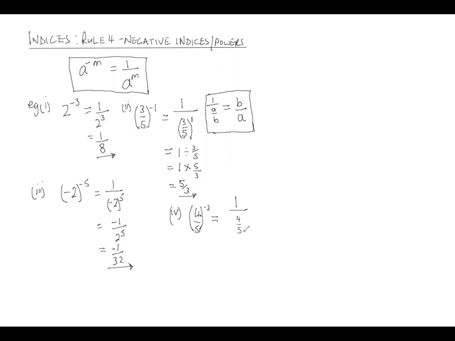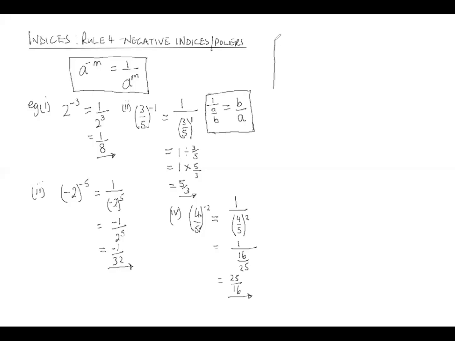Now what happens with the power? The power changes from negative to positive 2. So this becomes 1 over 4 squared is 16, 5 squared is 25. And according to this rule, 1 over a over b becomes b over a. So similarly here, 1 over 16 over 25 becomes 25 over 16. Straight away, we get our answer. Okay, so this is our rule number 4.